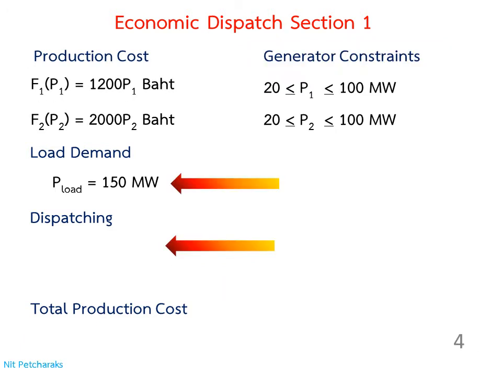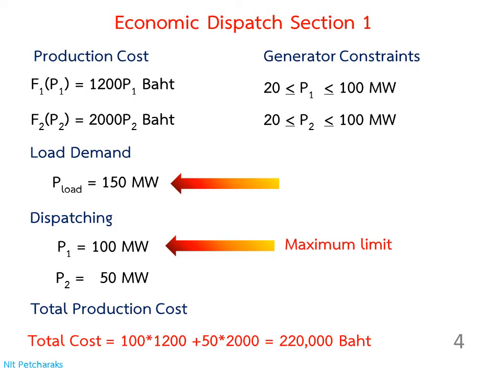If we change load demand to be 150 megawatt, even though G1 is cheaper, it could produce only 100 megawatt. Let G2 produce the rest of the power required, 50 megawatt. This costs total production cost 220,000 baht.